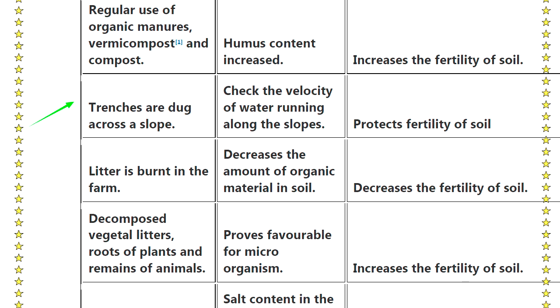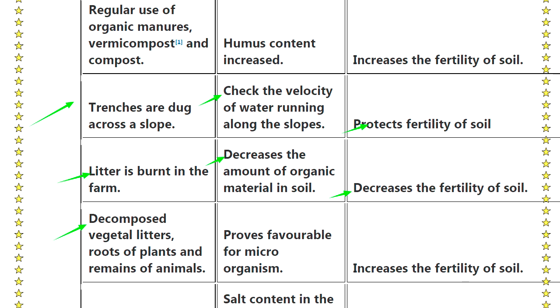Action: trenches are dug across a slope. Effect: check the velocity of water running along the slope, and result is protect the fertility of soil. Action: litter is burnt in the farm. Effect: decreases the amount of organic material in soil, and result is decrease the fertility of soil.